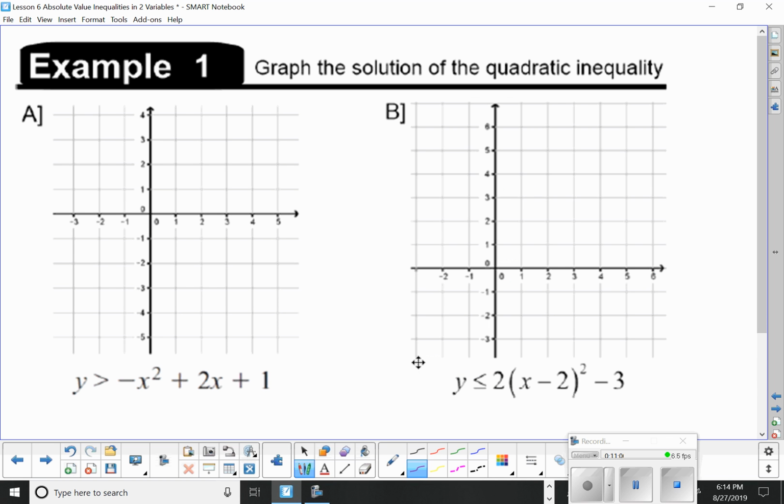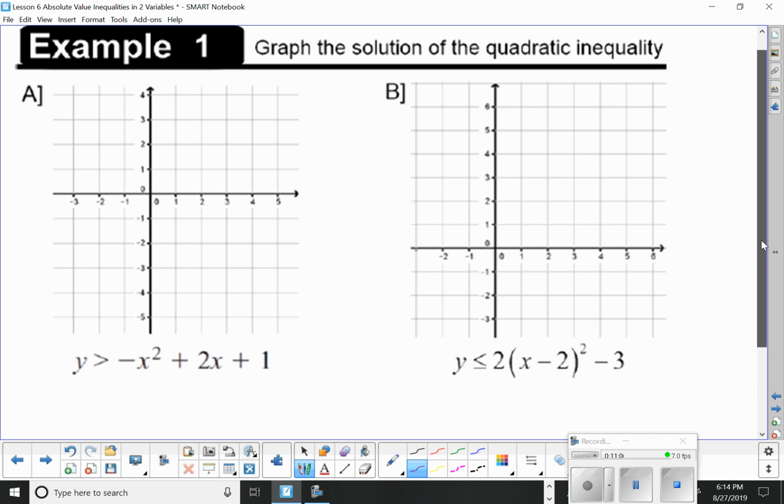Let's see what we're talking about. Well, first we have these two different inequalities. We're just going to graph basic inequalities first. Now this first one, notice that a is negative, so it's reflected over the x-axis. I need to find my vertex. Well, x is equal to negative b, that's 2, over 2a.